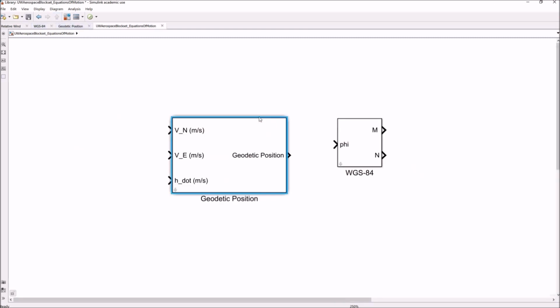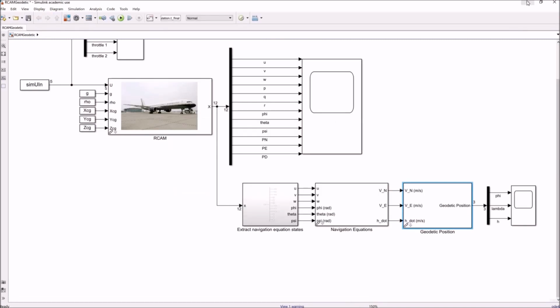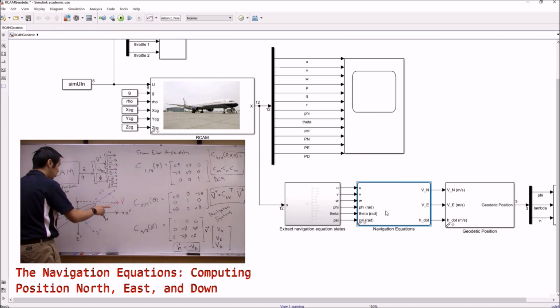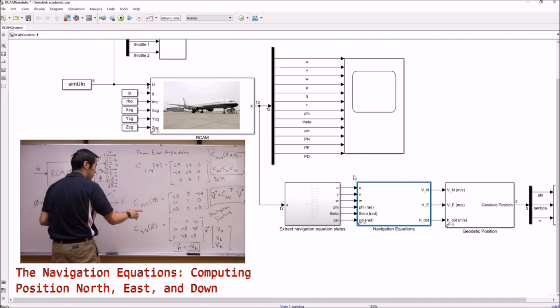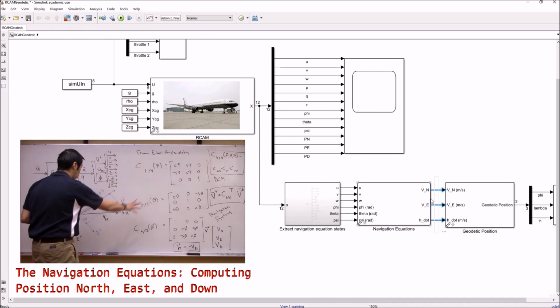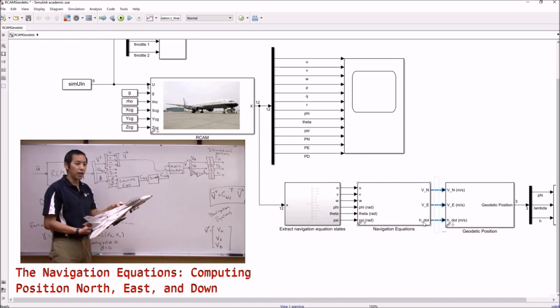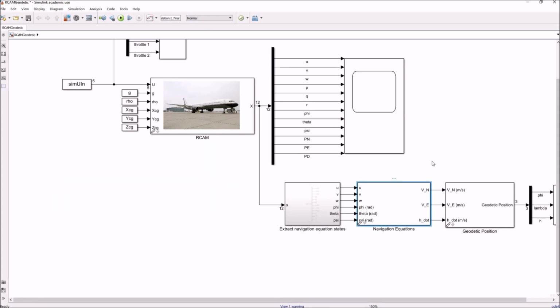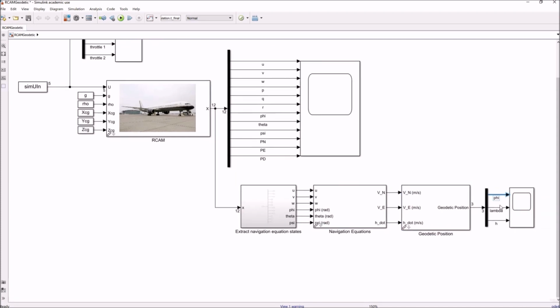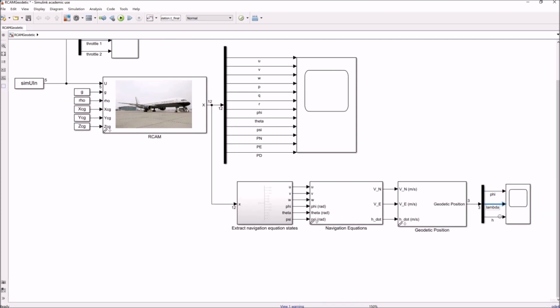Let's talk about where you can now use this block. I've actually implemented and inserted that into our RCAM model that we were playing with earlier. So you see, in our previous video, we talked about the navigation equations where I would be able to take the states of the vehicle and use them to compute the velocity north, the velocity east, and in this case, the negative of velocity down, or h dot. So that was the previous video discussing navigation equations. Once we have that, I can then feed those outputs into my geodetic position block input and use this to calculate the geodetic latitude, the terrestrial longitude, and the altitude.